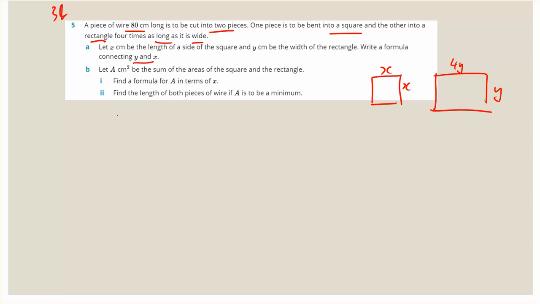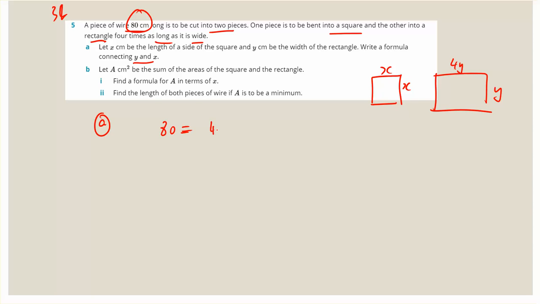Okay, so part A is pretty straightforward because the perimeters of the square and the rectangle summed up add to 80, because that's the length of wire we have in total. So we know 80 equals the perimeter of the square plus the perimeter of the rectangle. For x, 4x, and the perimeter of the rectangle, 4y plus 4y, which is 8y, 8y plus 2y, 10y.